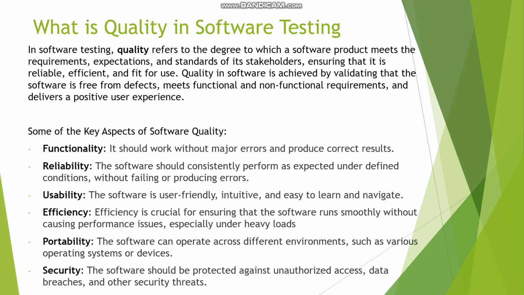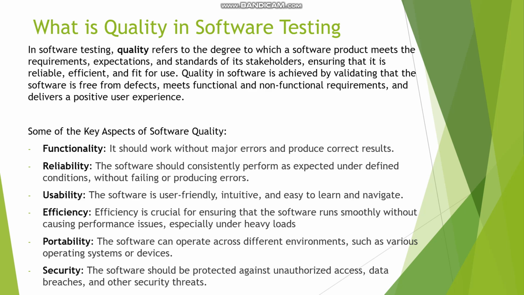Some of the key aspects of software quality are functionality. It should work without major errors and produce correct results. This is functionality. Now, reliability. The software should consistently perform as expected under defined conditions without failing or producing errors. Usability. The software is user friendly, intuitive, and easy to learn and navigate.